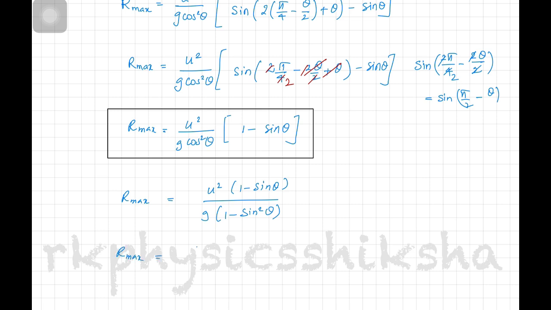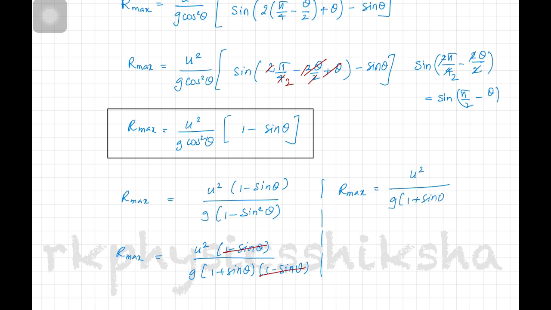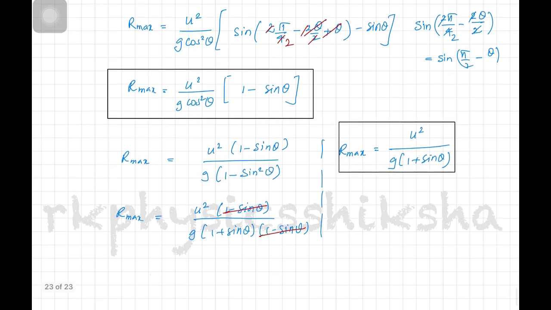R maximum is equal to u square into 1 minus sin theta divided by g into 1 plus sin theta into 1 minus sin theta. So the 1 minus sin theta terms cancel out, and what remains is R maximum equal to u square by g into 1 plus sin theta. This is also one more way of representing the range. This is about the maximum range and the range of the projectile.